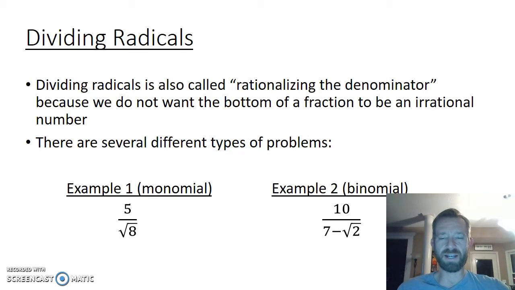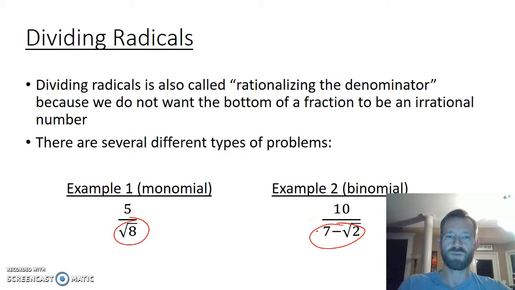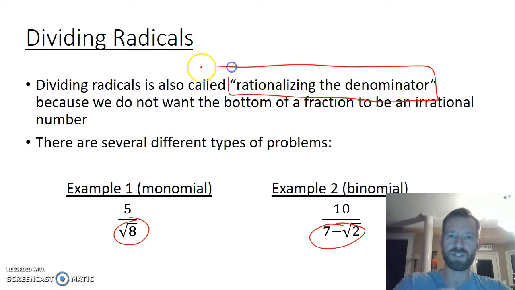We'll move forward here, dividing radicals. All right, so when you divide, you may see a monomial, meaning one term, or a binomial on the bottom, meaning 2. We don't want an irrational number in the denominator, so we call this rationalizing the denominator. You see that as a direction sometimes.